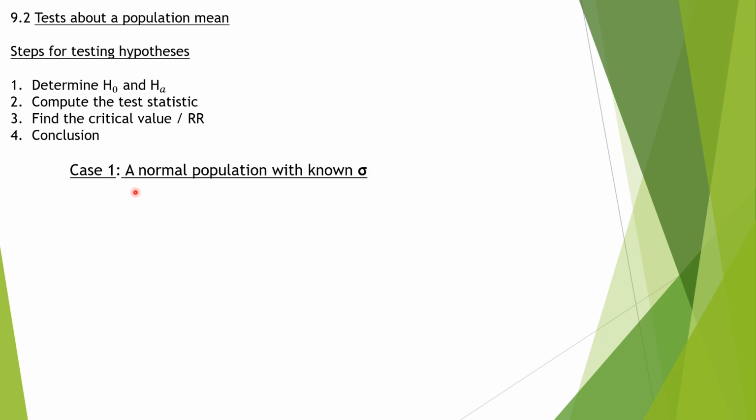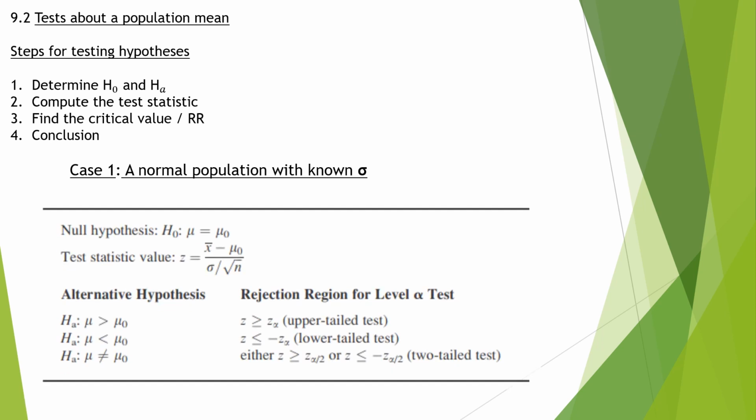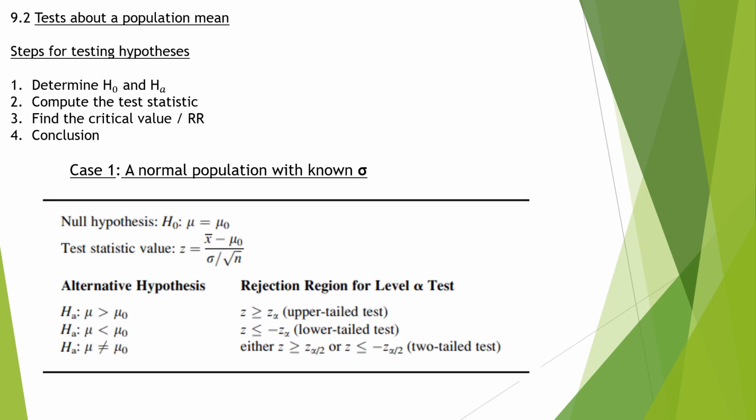So in your question, you will be given that your x or your y follows a normal population, and the value of sigma, so your population standard deviation, is also known. Now, how do you proceed? So the first thing that we're going to do is find a null hypothesis. So say, for instance, you have mu equal to mu 0, and mu 0 will also be given in the question. Then you need to get your test statistic value, and this is the one for case 1.